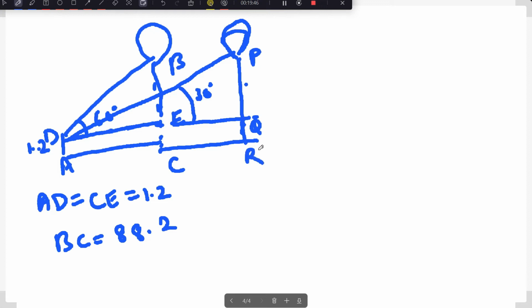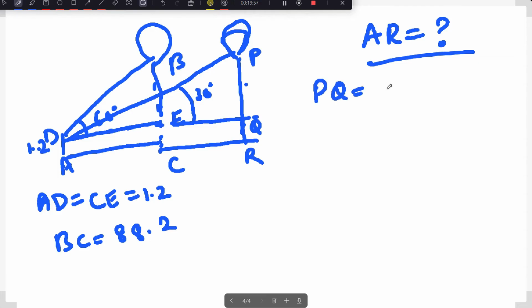This angle becomes 30. Such a big angle I've made. This is all again 88.2. So what is the question? Find the distance traveled by the balloon during the interval. So we need to find out AR. PQ is also 88.2, as the balloon is traveling in a horizontal line. We know two angles. What is AR?